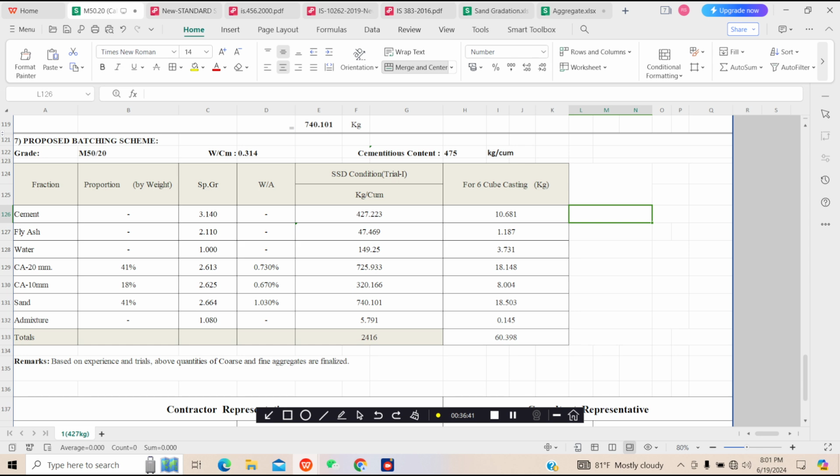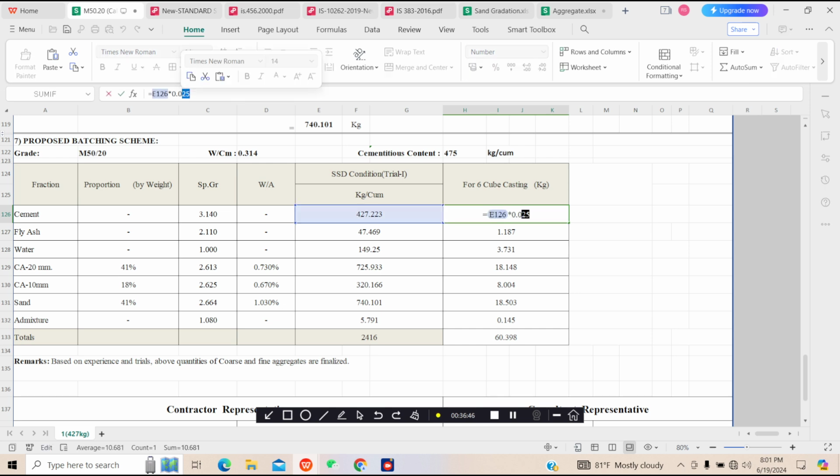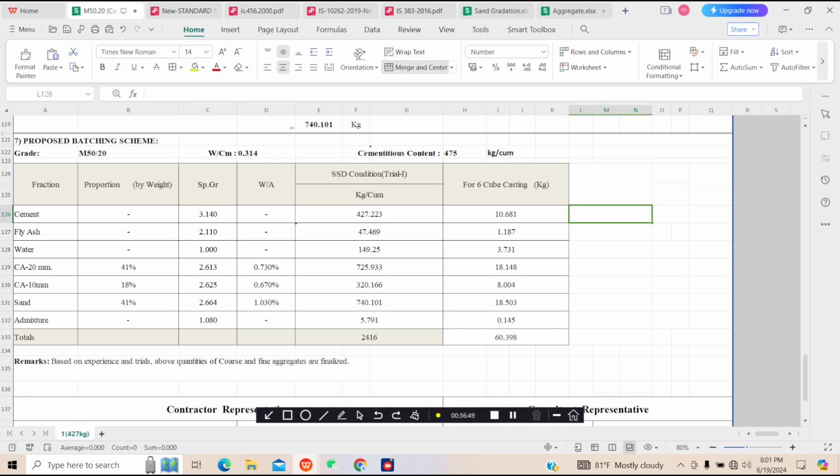Here I will show you from where I have taken 0.025. Since we all know the size of the cube mold is 15 by 15 by 15, if we multiply 0.15 into 0.15 into 0.15, it's the volume of 1 cube. But we are casting 6 cubes, so we'll multiply by 6. We have got 0.020.